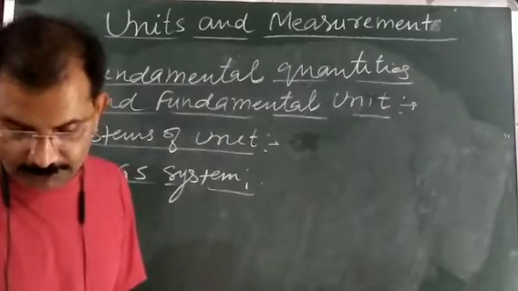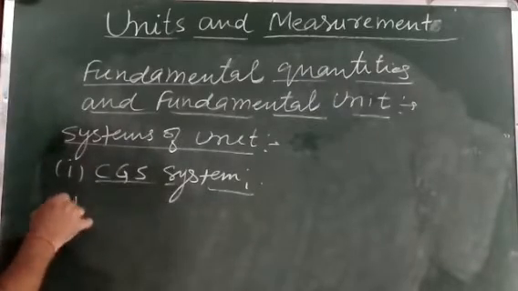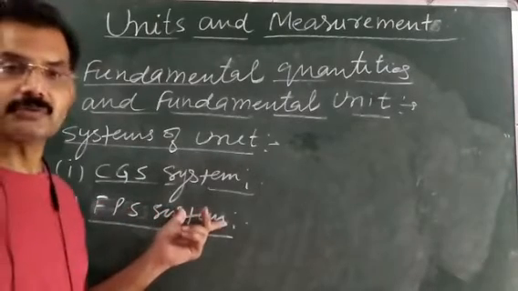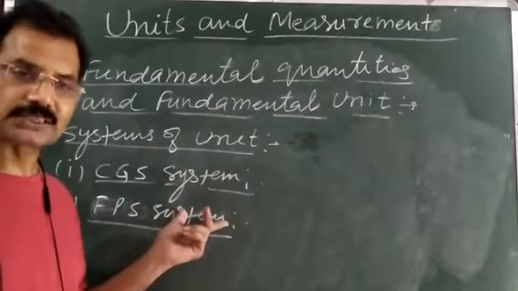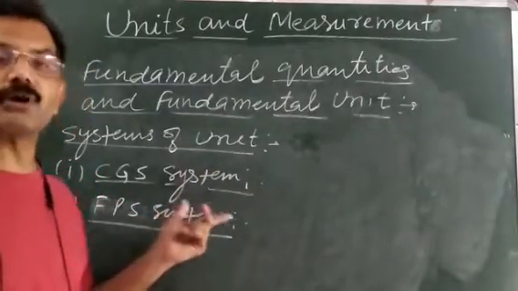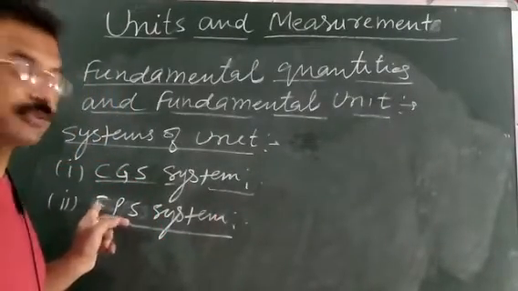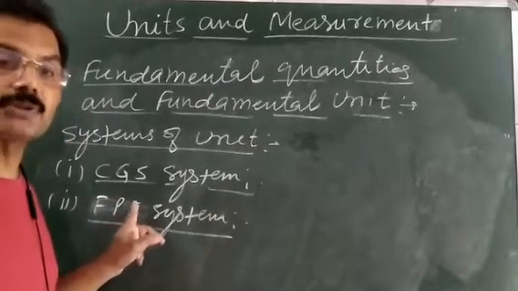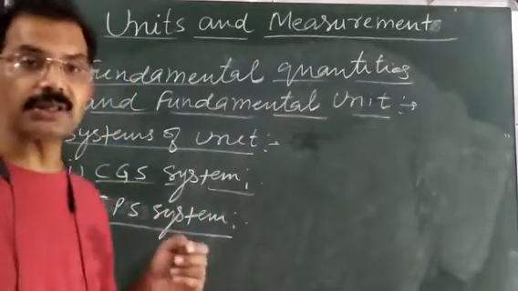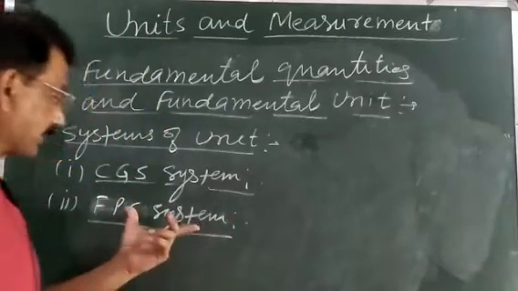And the CGS system is also called what here? Metric system. The second system is the FPS system, which is not used now, or it is used rarely. The FPS system is also called the British system, in which length is measured in foot, mass is measured in pound and time is measured in second. But remember, these days the FPS system is not used in our daily life for any measurement.